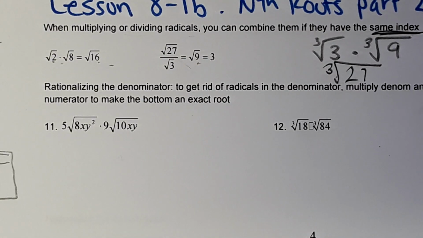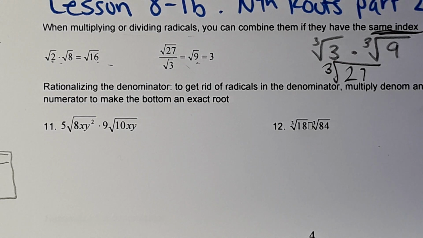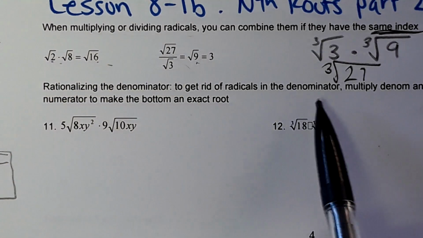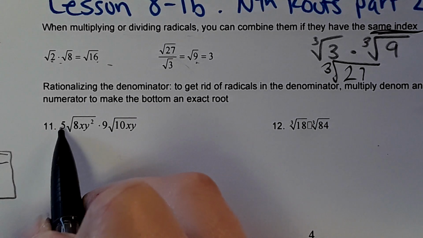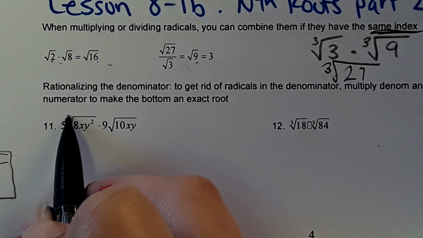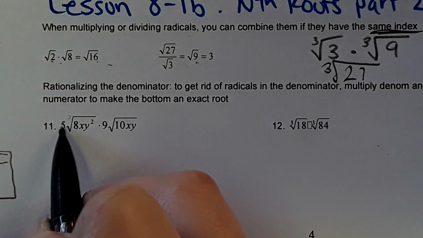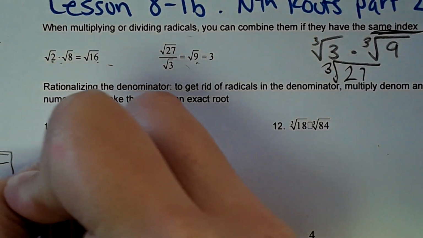Okay, so looking at the first example, rationalizing the denominator to get rid of radicals in the denominator, multiply, okay, yada, yada, yada. Okay, what we're going to do for number 11 is we're going to actually just put these all together. These are both square root. So we can do 5 times 9 is 45.